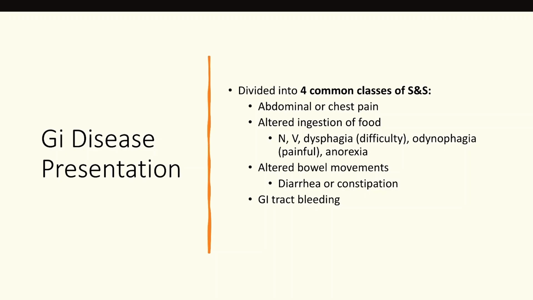So those are the four main classes. So when you talk to a patient with a GI complaint, you ask them these questions. Do you have any abdominal pain, any problems eating, nausea, vomiting, constipation, diarrhea, or any bleeding? You've hit all four of those areas by asking those questions. So you can classify what is going on with your patient.